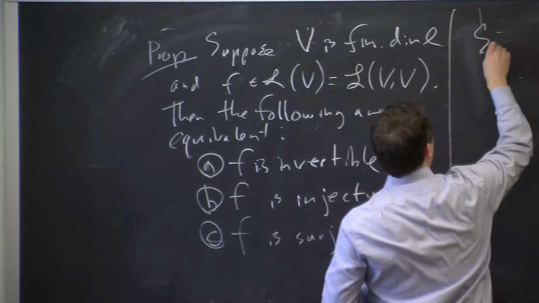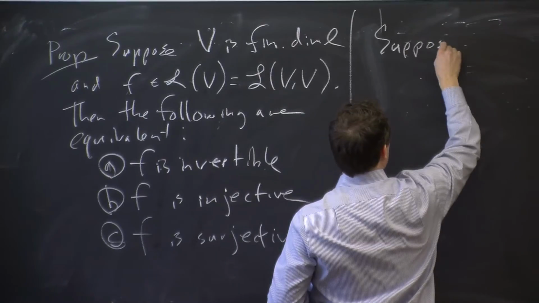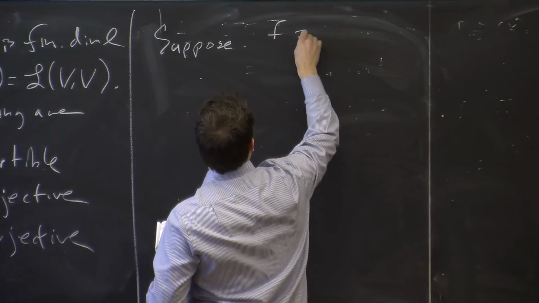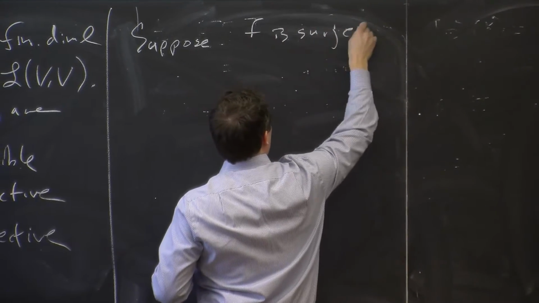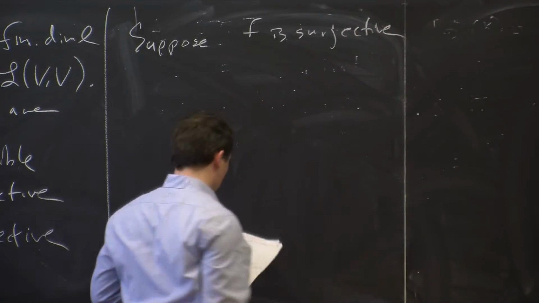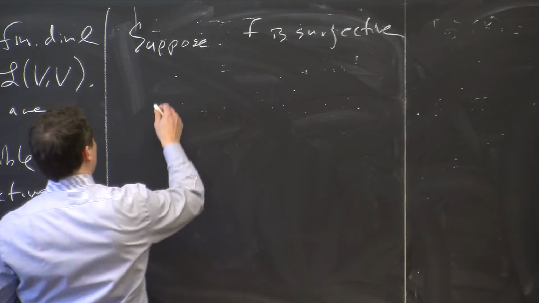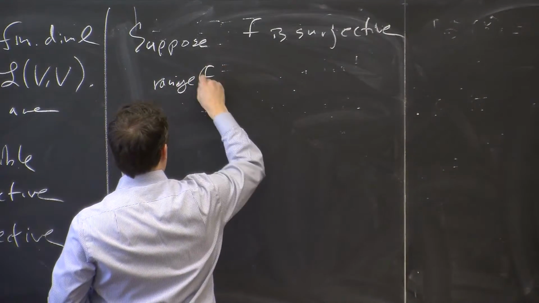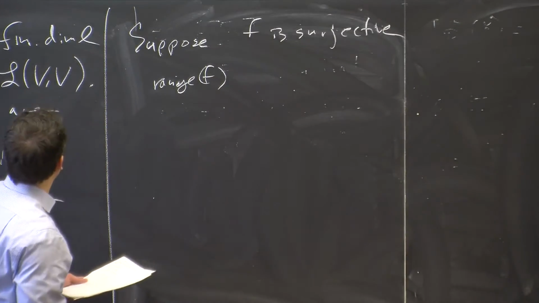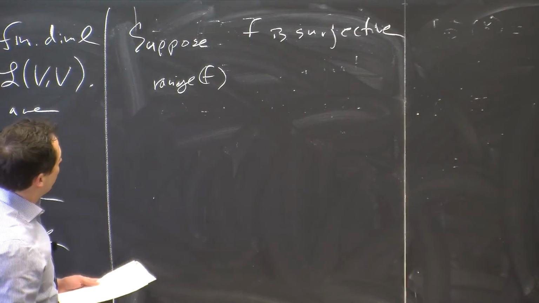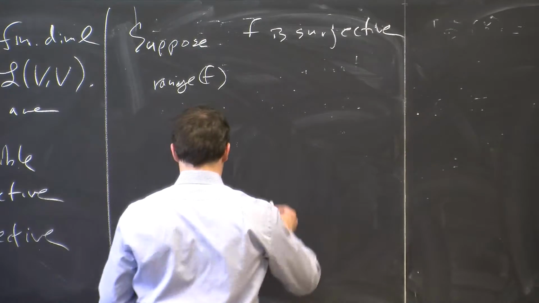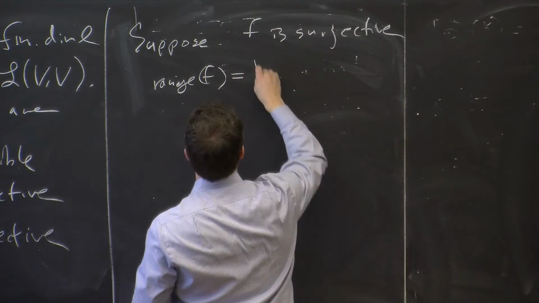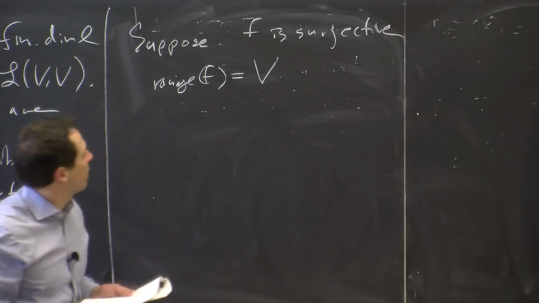So suppose we did the other direction last time. Suppose that C holds, F is surjective. In that case, the range of F, so F goes from V to V, if it's surjective, then the range of F is equal to V. The range of F is V.